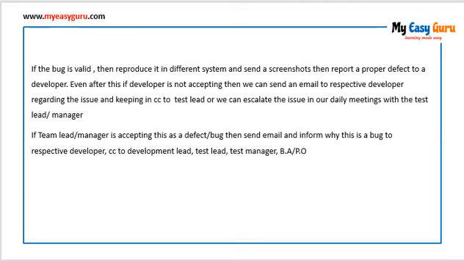While raising the issue, you can talk about the bug details, so why it is still occurring, or why it is occurring in other systems as well. If the team lead manager is accepting this as a defect or bug, then send an email and inform the respective developer why this is a bug, CC to the development lead, test manager, BA or PO.